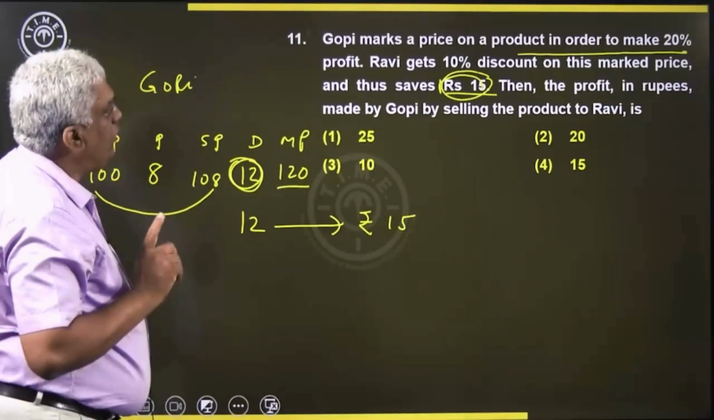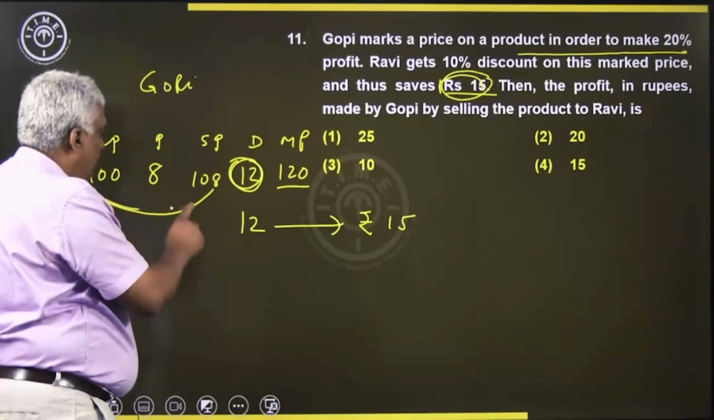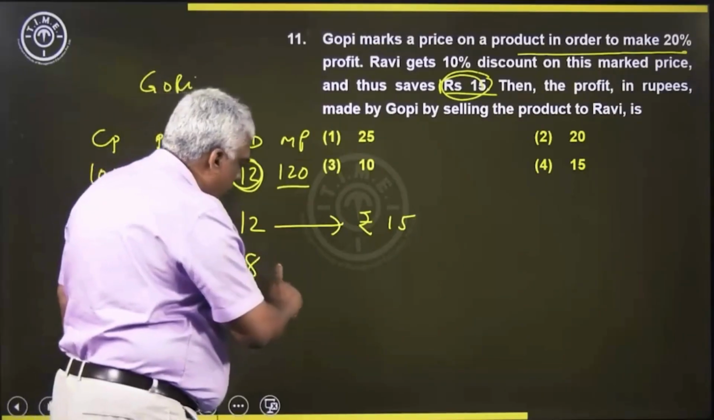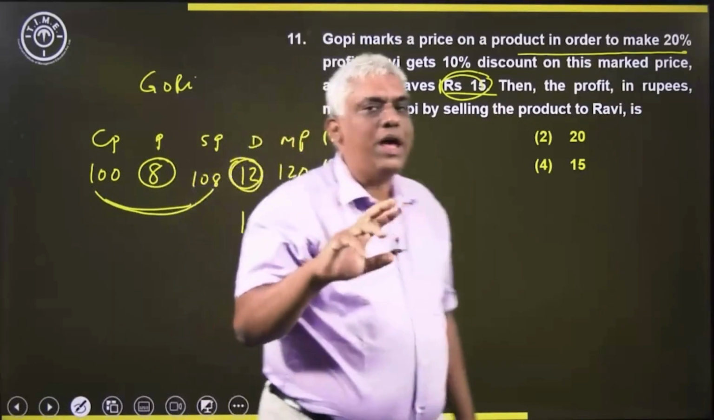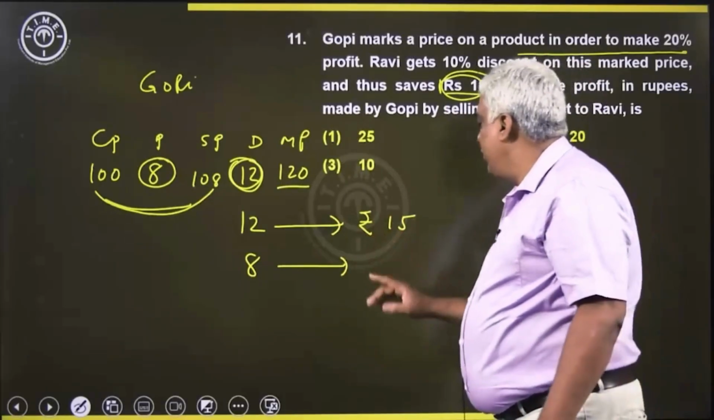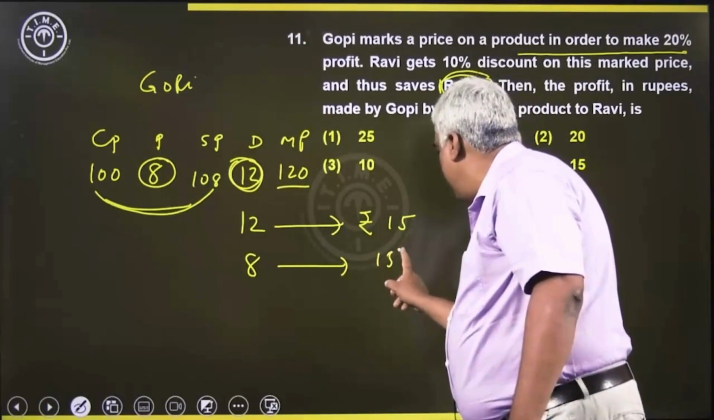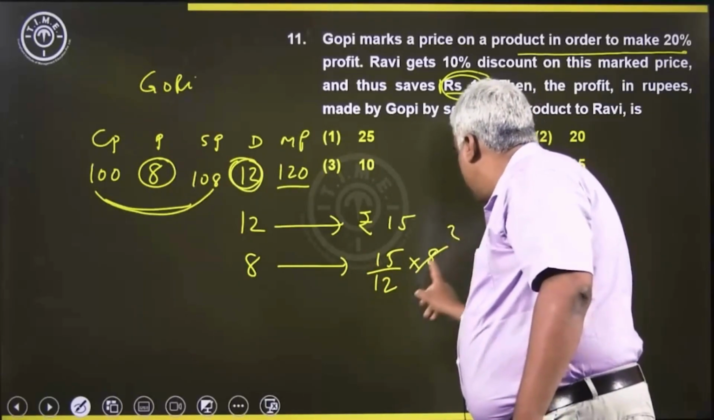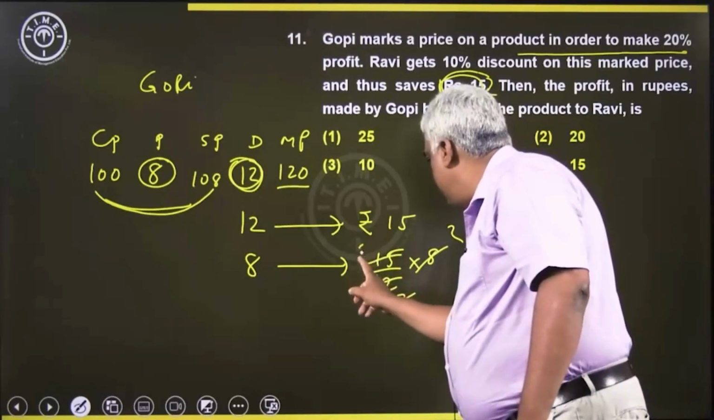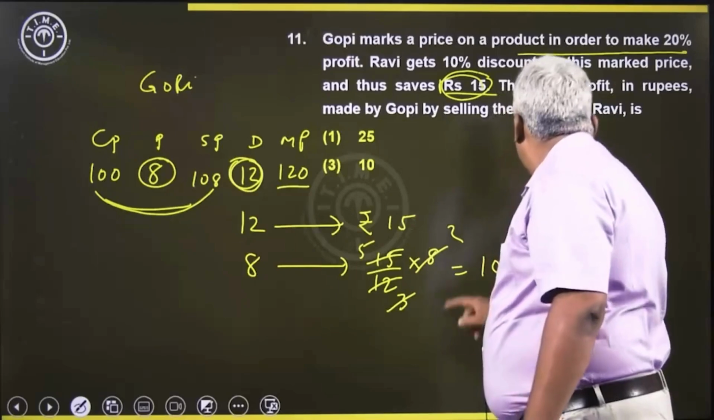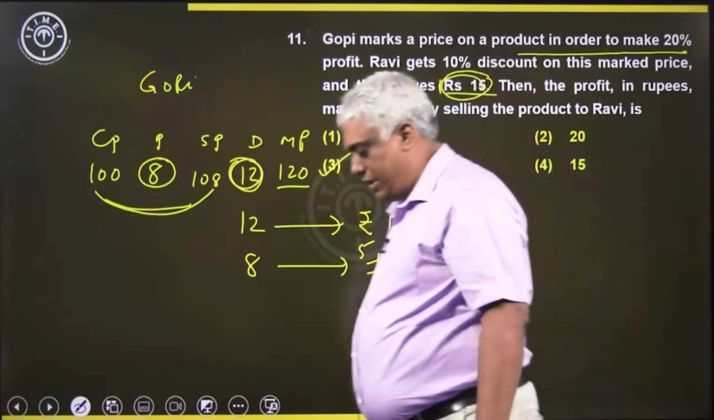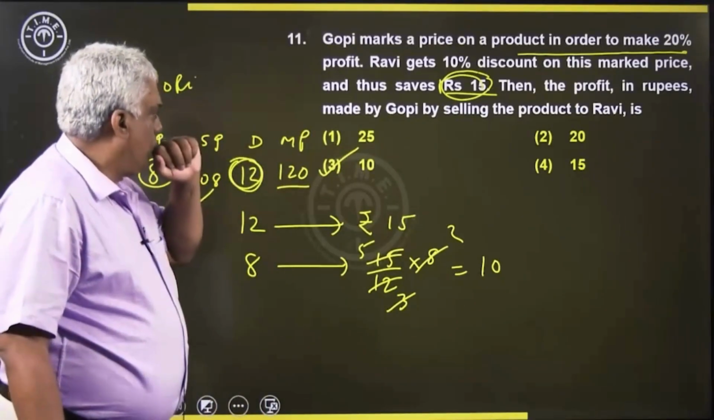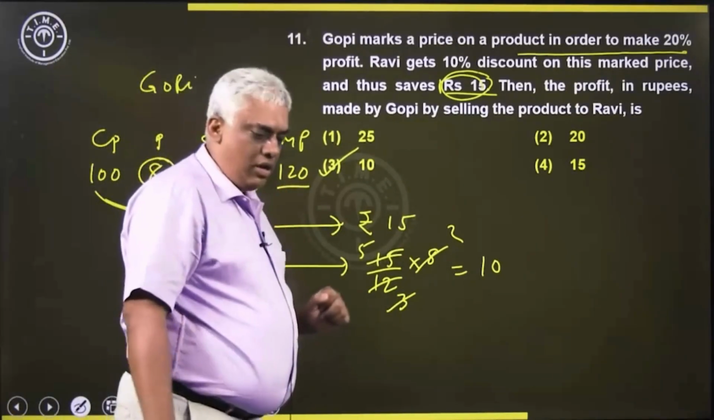So we have to find the profit of Gopi. Gopi's profit is 8 units, right? So if 12 is 15 rupees, 8 will correspond to how many rupees? It will be directly proportional. So 12 corresponds to 15, so 1 will correspond to 15 by 12, so 8 will correspond to 15 by 12 into 8, which is 10. So the answer is 10 rupees. So 10 is the profit of Gopi. So that's option 3. I hope this is clear.